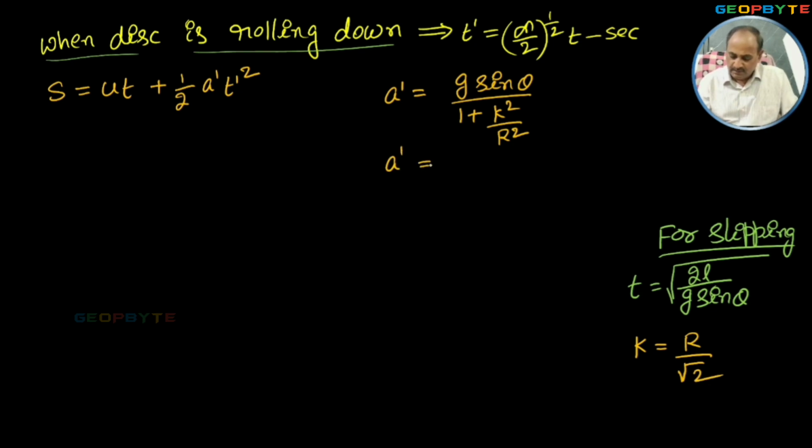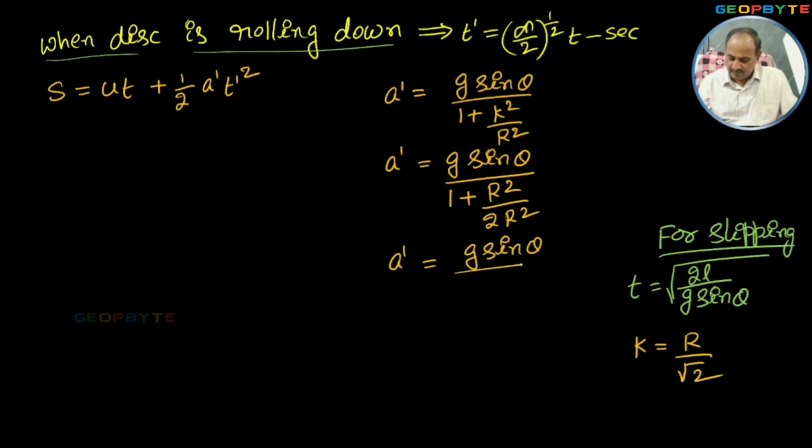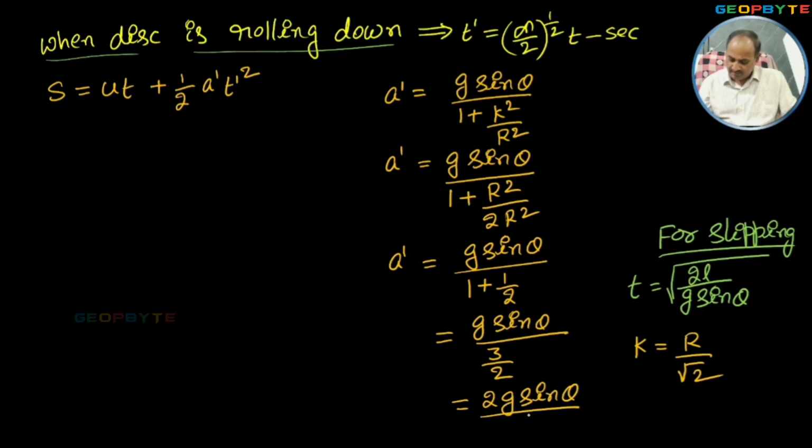So a dash equal to g sin theta divided by 1 plus k square by r square, that is r square by 2 r square. The r square cancels, and a dash equal to g sin theta divided by 1 plus 1 by 2, which is g sin theta divided by 3 by 2, equal to 2g sin theta by 3. That is the acceleration while the disk is rolling down.